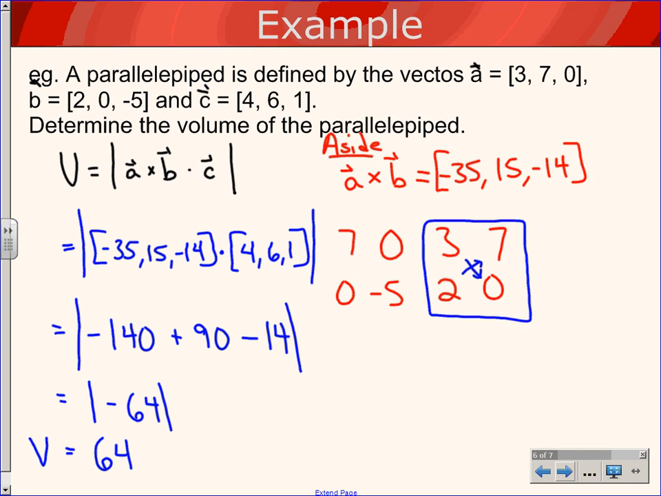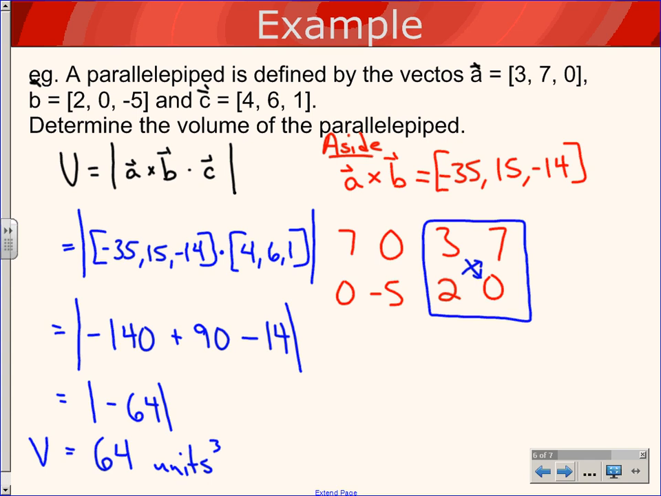There's no units here, right? It's 64 units cubed, I guess we could say. We were never given centimeters or inches or whatever, but we often aren't. So that's a relatively easy calculation to get the volume of the parallelepiped. One cross product and one dot product, and we get it.